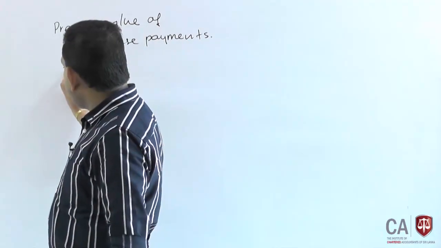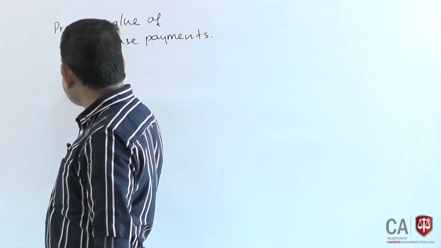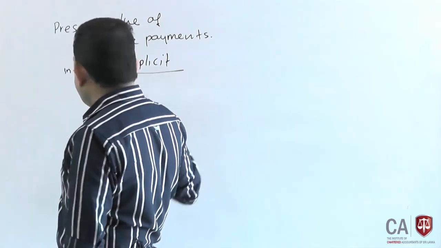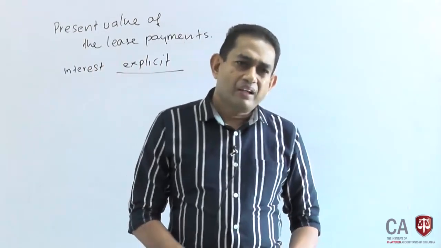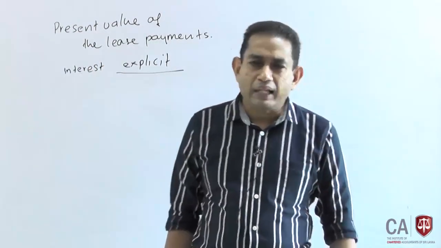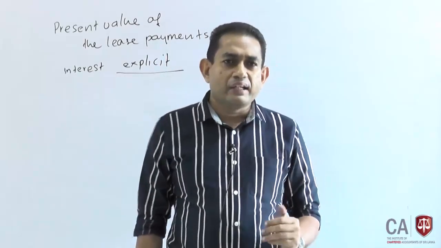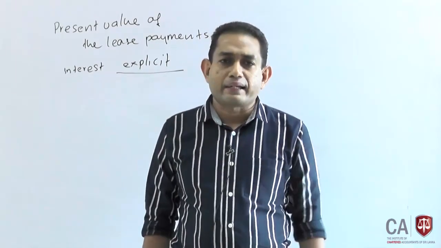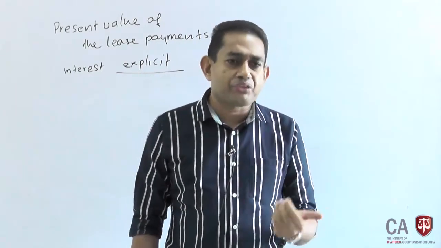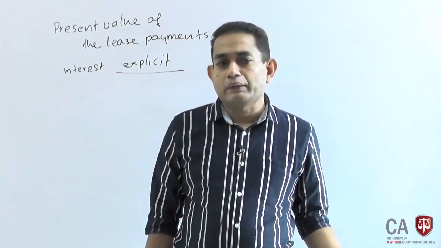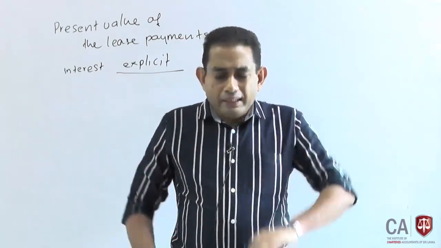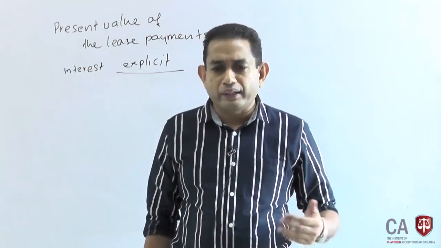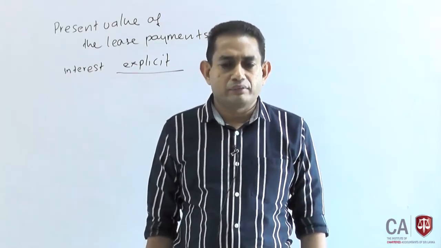Now, the interest rate can sometimes be explicit. What do you mean by explicit interest rate? You need not do any calculations to determine the interest rate. Everything is clear and it is openly given in the lease agreement. The lease agreement verbally says the interest rate for a year is 10% and so on and so forth. It is openly, explicitly given, so it is very simple.